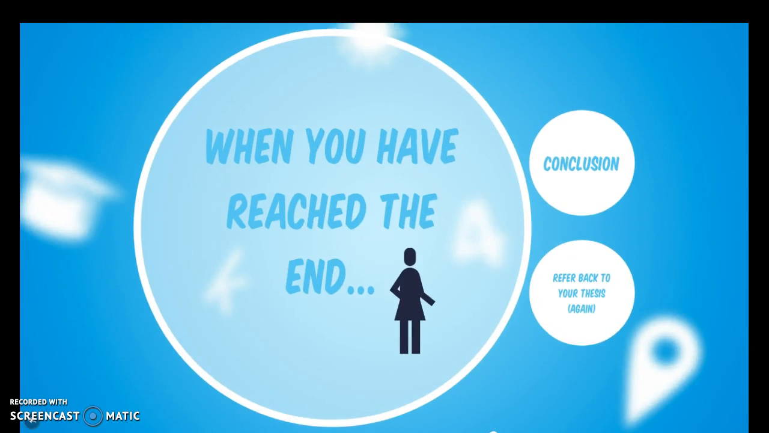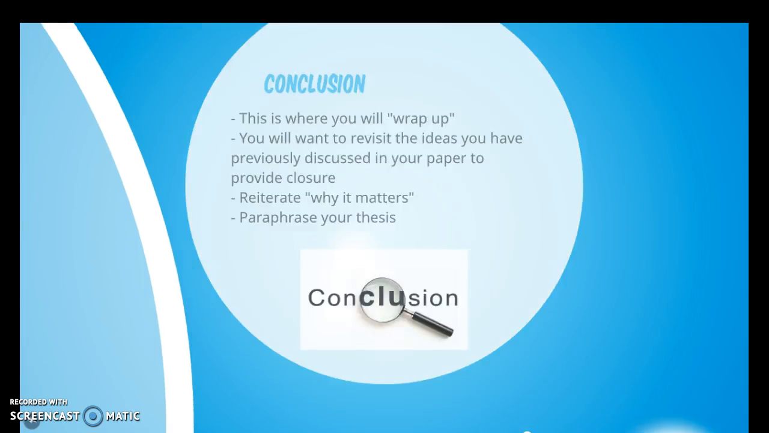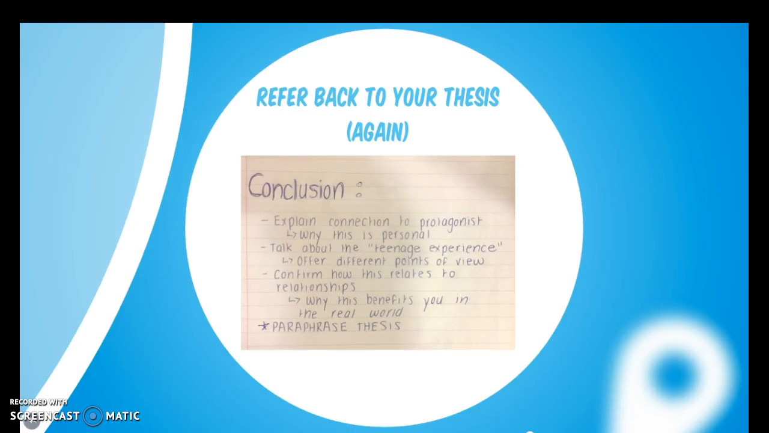Well, when you've reached the end, you've come to the conclusion. This is where you wrap up and revisit ideas you talked about. You may also want to reiterate why those ideas matter and paraphrase your thesis. Here's an example of how to outline your conclusion. It's very similar to how we outline the introduction. And at the end, you join all of these together to make one huge outline.